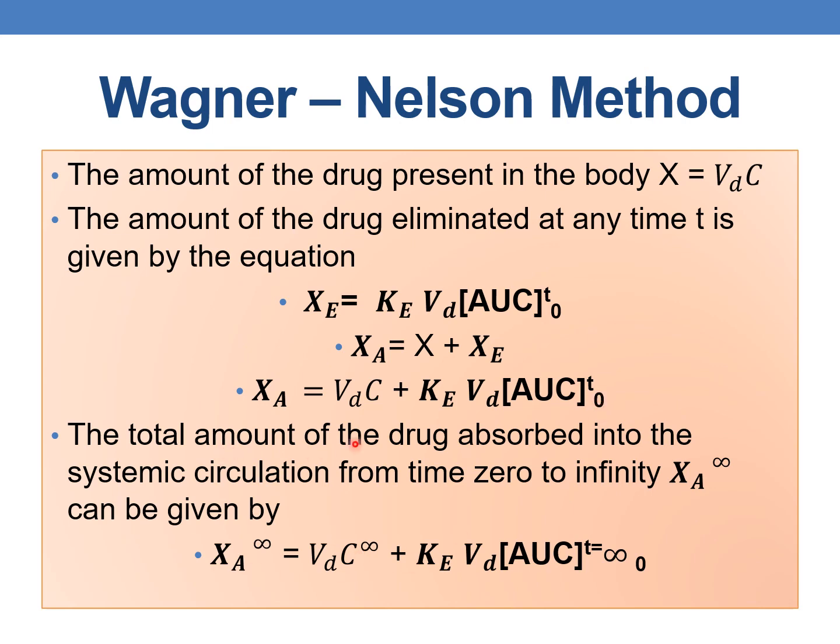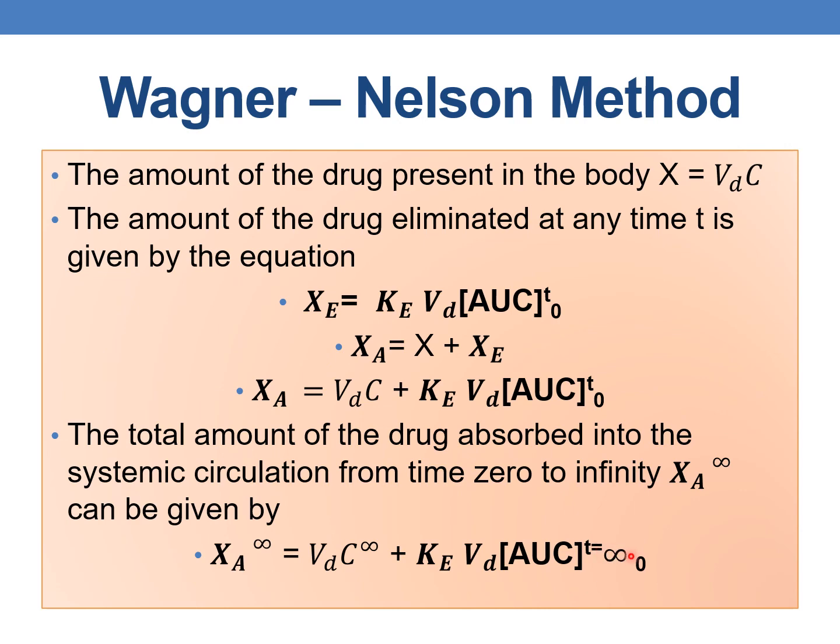This is from time 0 to time T. The total amount of the drug absorbed into systemic circulation from time 0 to infinity, Xa infinity, can be given by Xa infinity equals Vd into C infinity plus Ke Vd into AUC 0 to infinity.